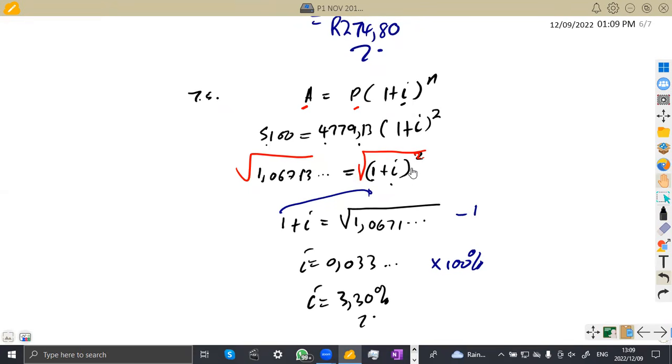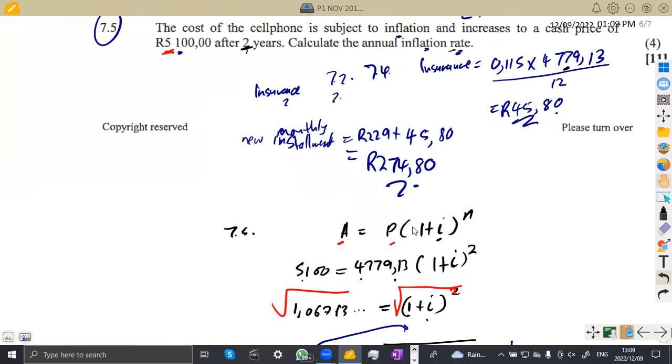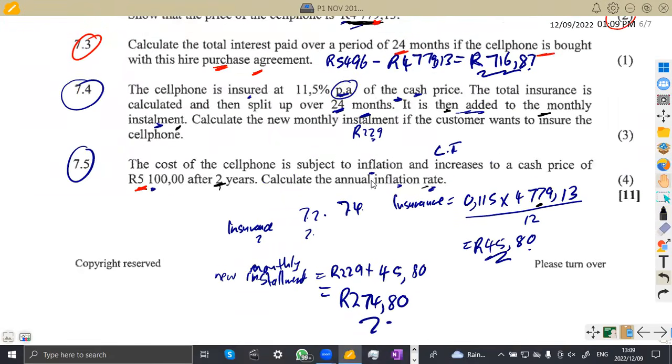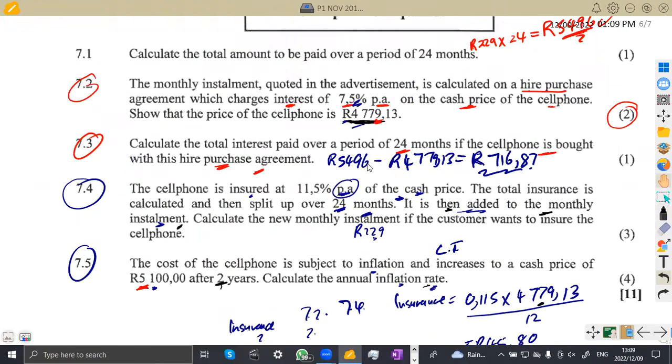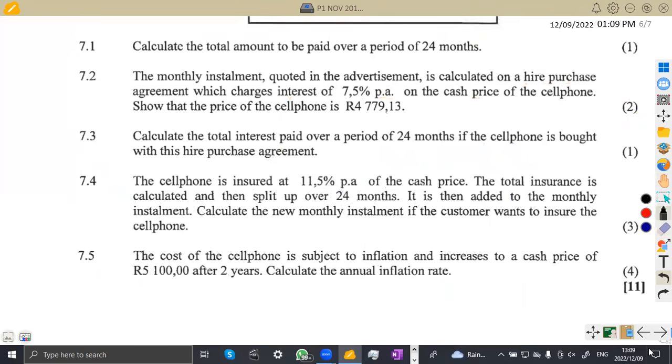Okay, so that was question number 7.5. So guys, please take note of these typical questions. It's very, very important that you understand how to attempt these typical questions. All right, anyways, let's check the other part of the question, which is question 8.